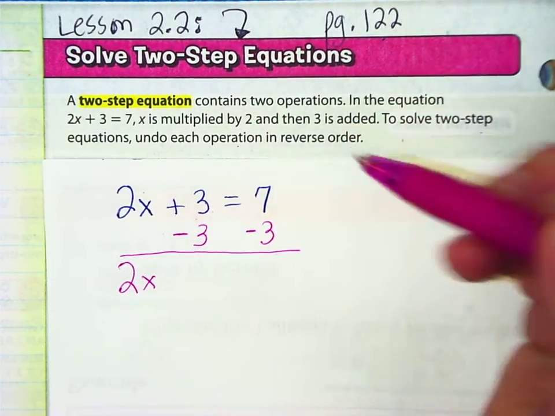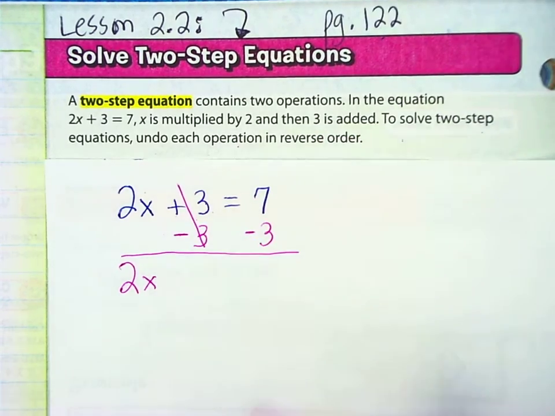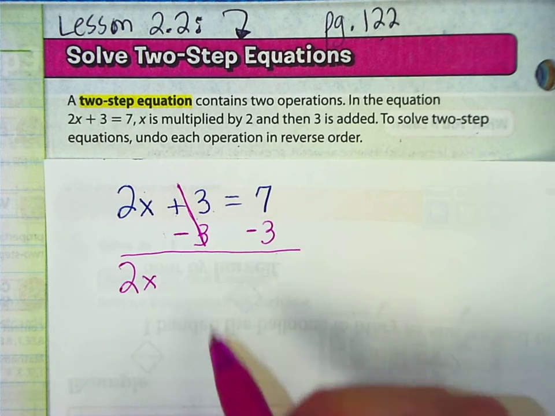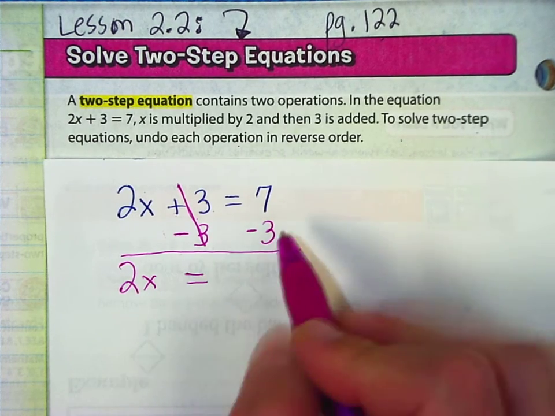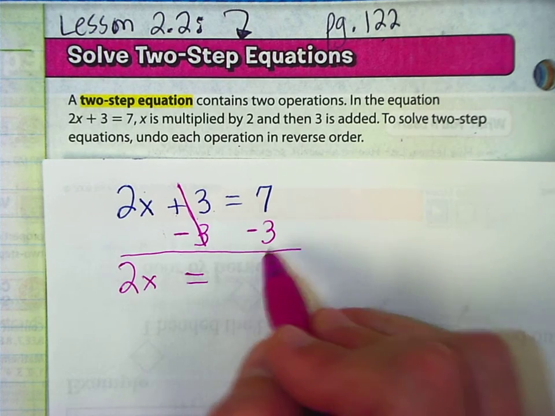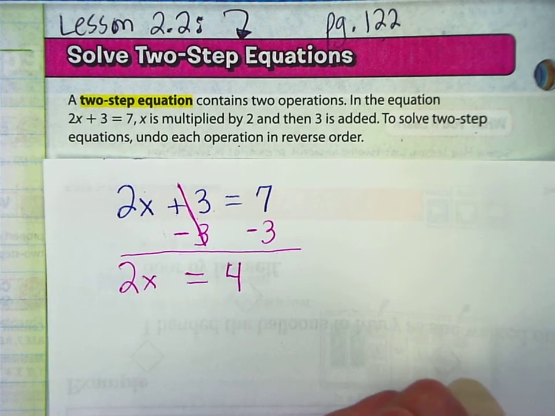So a positive 3 and a negative 3 cancel each other out and equal 0. We're not going to bring 0 down, these just disappear. We're going to bring the equal sign down, and then we're going to combine these. We have a positive 7 and a negative 3, so 7 take away 3 is 4.